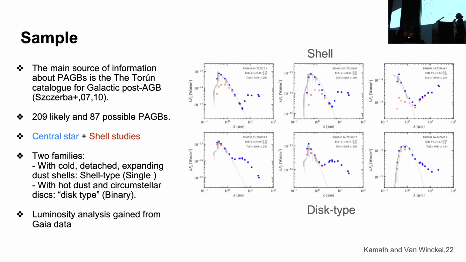Also, something that has been very important is Gaia. The fact that we have good distances and luminosities means we can have more and more information, for example, on initial mass and final mass, etc.